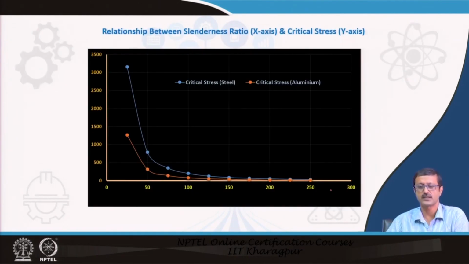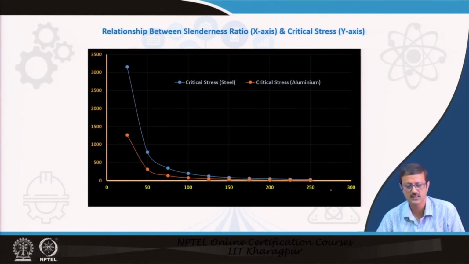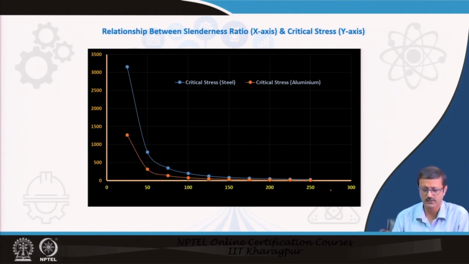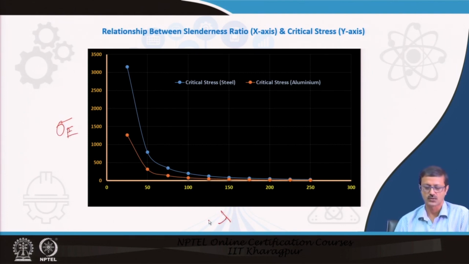So, I have computed the slenderness ratio for steel and aluminum, putting in their values of E. Steel is 2 into 10 to the 5 and aluminum is 0.8 into 10 to the 5. And I have computed how the slenderness ratio drastically decreases the critical stress. On the y axis it is critical stress, and on the x axis is the slenderness ratio. See how drastic it is. So, it depends upon the material E values, and it depends upon the lambda values.